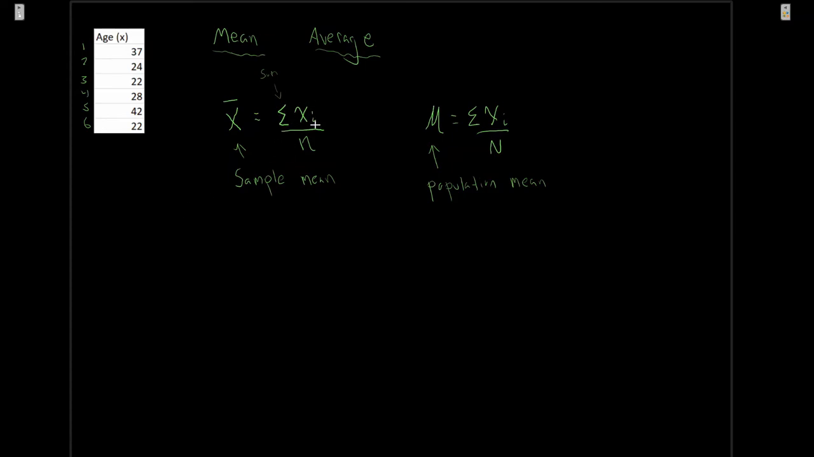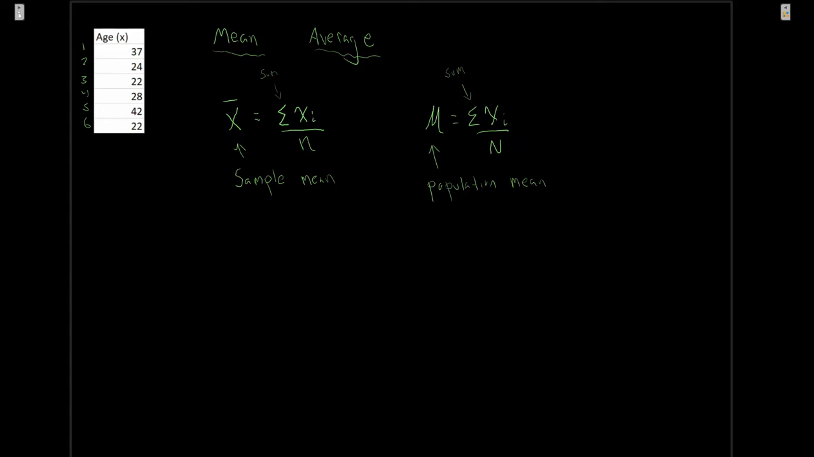I'm just going to sum all of these values of X, and then take that answer and divide it by how many observations I have, little n, the sample size. Over on this side, again, this is just the capital letter sigma, our summation operator, meaning we're doing the same thing. We're just summing all of our values of X, 37 plus 24 plus 22, all the way through, and then dividing by big N.